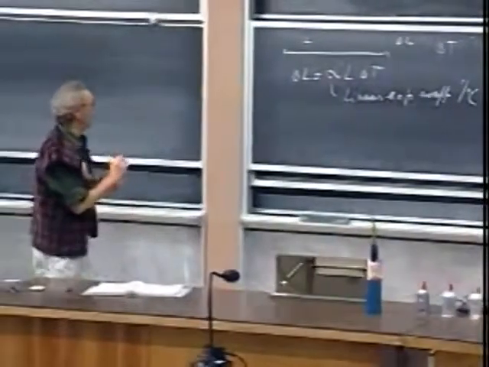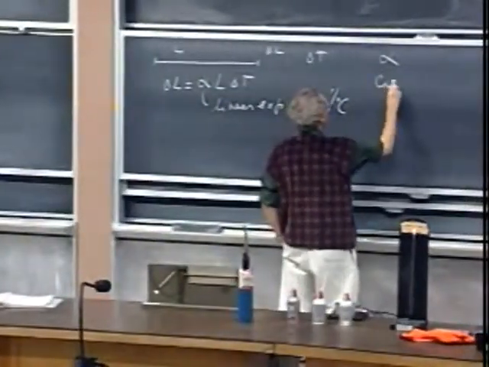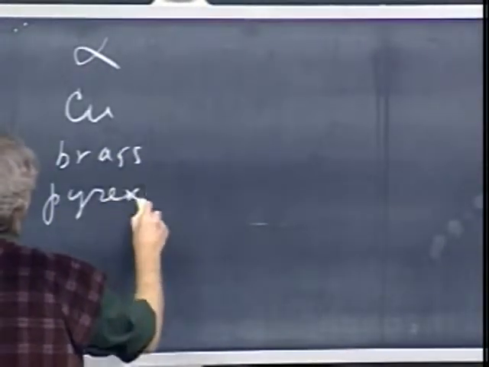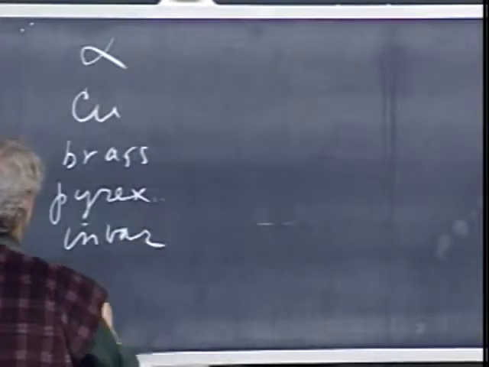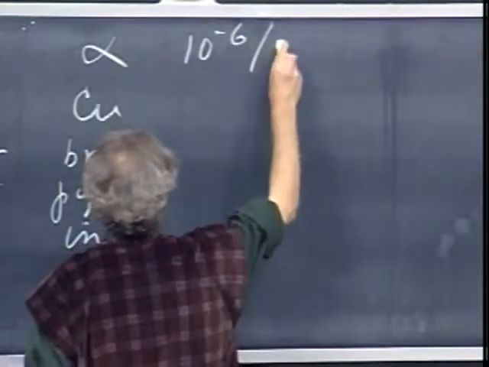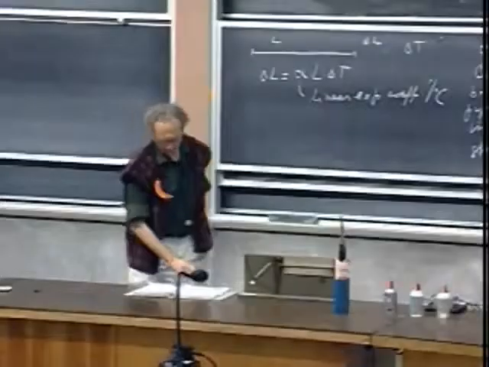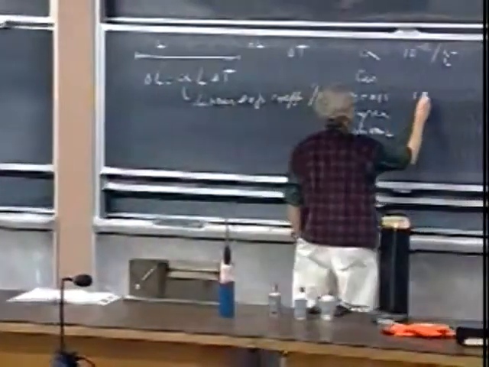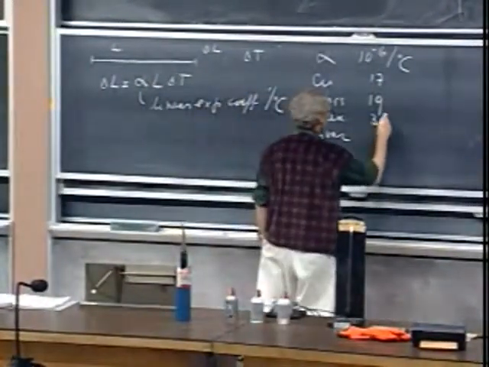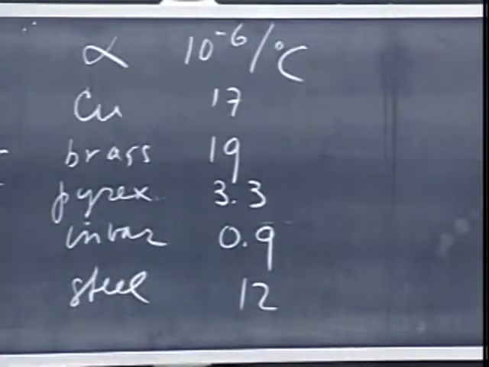Various values for alpha differ a great deal. I'll give you some values for alpha. I'll give you copper, brass, pyrex, invar, and steel, and they are in units of 10 to the minus 6 per degree centigrade. And we'll use some of them today. Brass is about 19. Copper is 17. Pyrex 3.3. Invar 0.9. And steel is roughly 12, but there are many different kinds of steel.